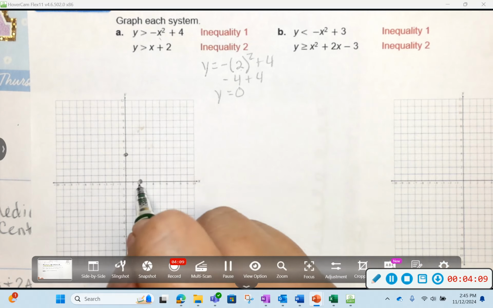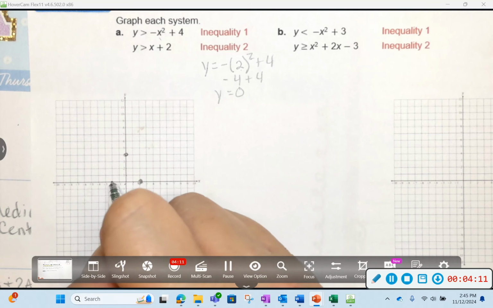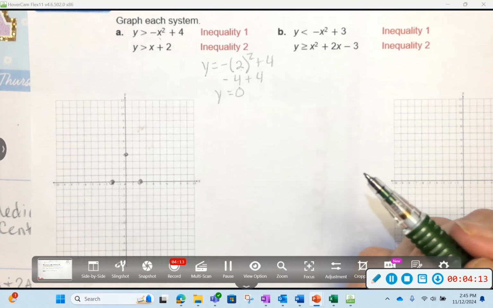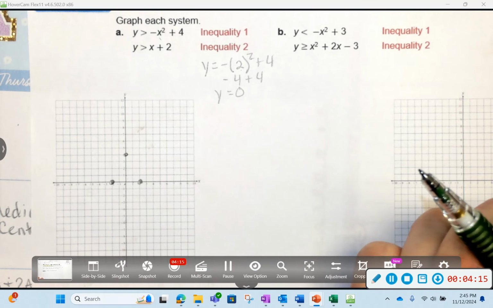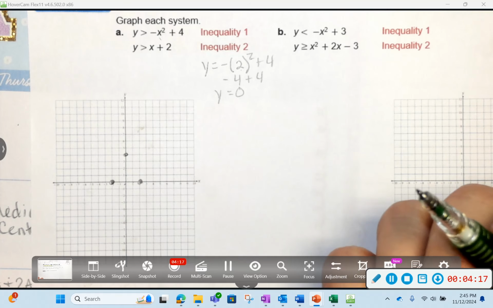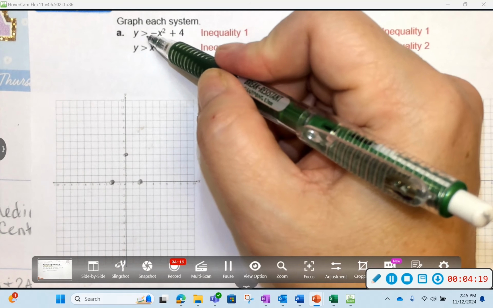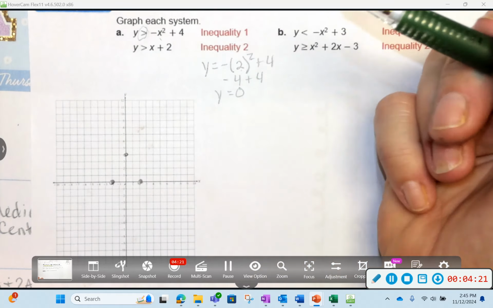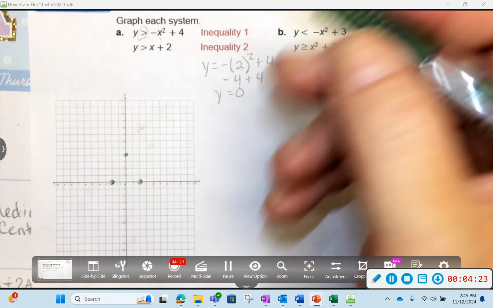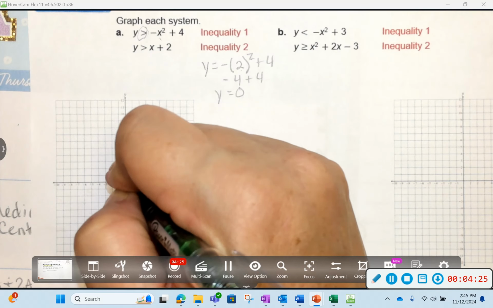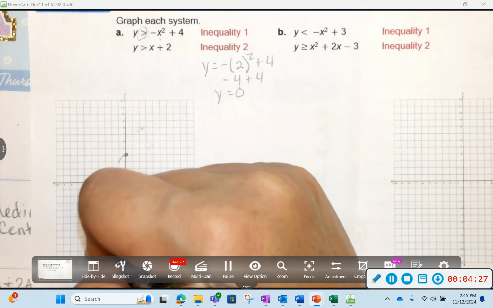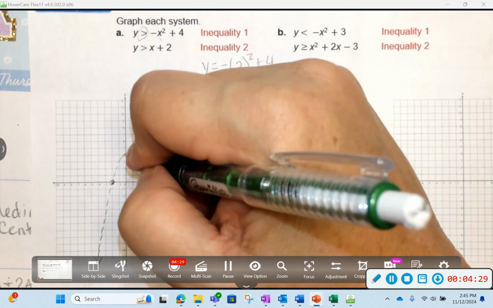All right, now remember, because of the axis of symmetry, I know there's another point right there. So if you want more, you can. Like if you want to try 3 or 4, go for it. All right, so now looking back, this tells us that our line should be a dashed line. So I'm going to now connect my dots using a dashed line.